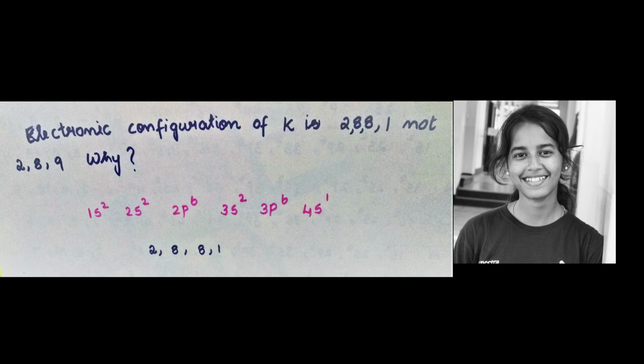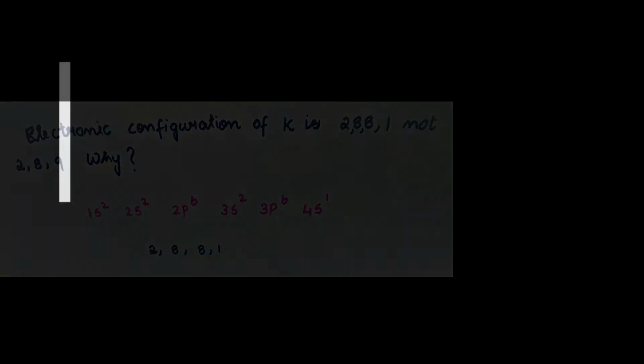So now in the first orbit there are 2 electrons. In the second orbit, 6 plus 2, that is 8 electrons. In the third orbit, 6 plus 2, 8 electrons. And in the fourth orbit, it is 1 electron. And that is why the electronic configuration of potassium is 2, 8, 8, 1. I think it's clear for you.